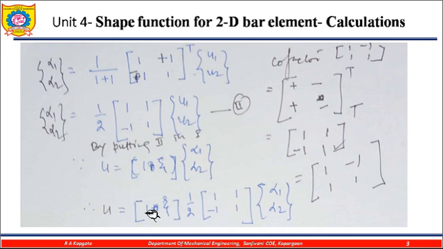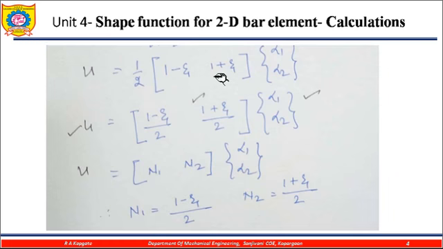from this term. Now multiply this one, row multiplied by column, these are the matrices. This is a 1 by 2 matrix, 1 row and 2 columns. Here, this is a 2 by 2 matrix, 2 rows and 2 columns. So the 2 and 2 are the same, so multiplication is possible. What we get is a 1 by 2 matrix, 1 row and 2 columns: 1 minus xi, 1 plus xi.